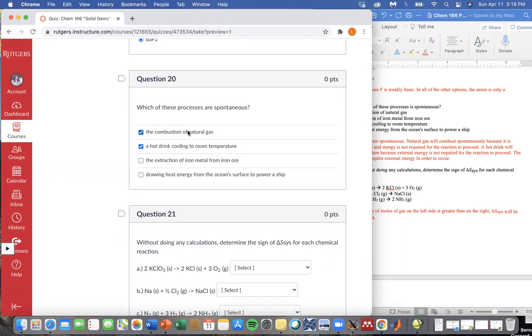So then the only two processes that are actually spontaneous are the combustion of natural gas and the drink cooling to room temperature. Does that make sense? Are there any questions about those?